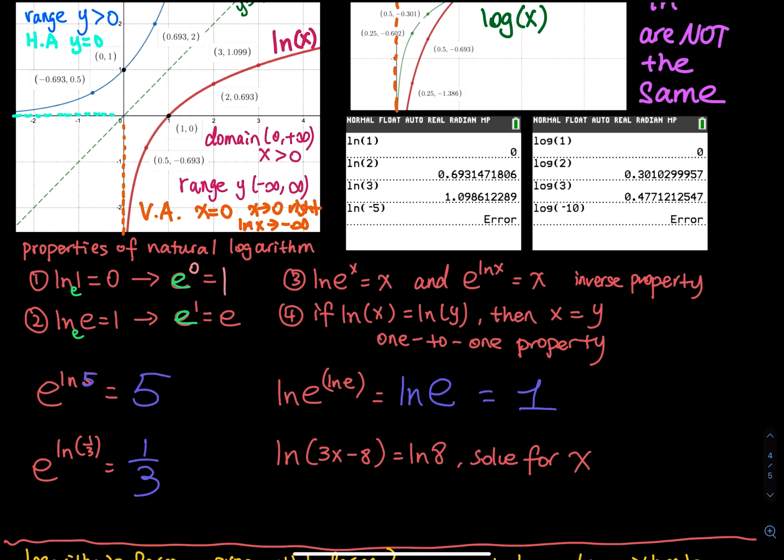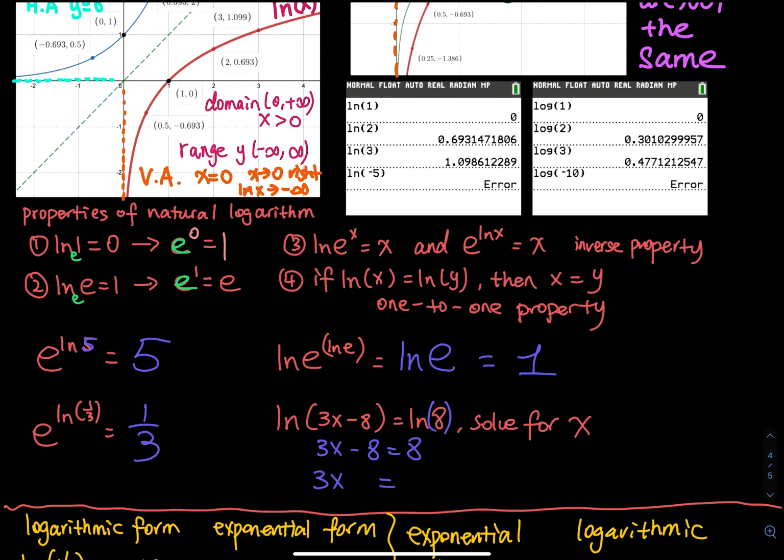And then the last one is a one-to-one property. ln of 3x minus a is equal to ln of a. They are both ln. They are both base e. Then 3x minus a is equal to 8. Add a on both sides. So 3x is equal to 16. And then what is next? x is equal to 16 divided by 3.